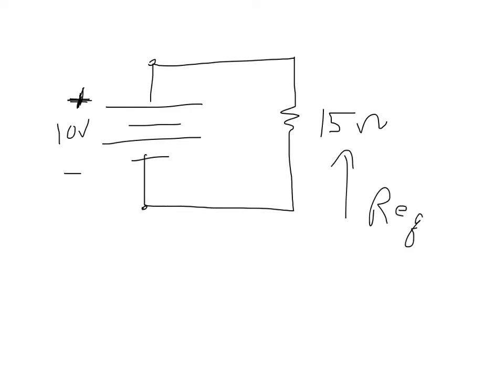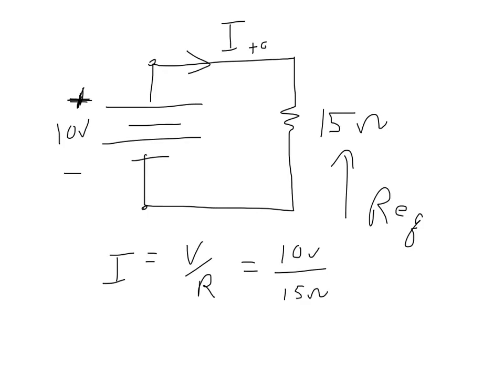What I can find too at this point is the current passing through that 15 ohm resistor. I is equal to V over R. So I have 10 volts divided by 15 ohms. So this is I total. This is the total current leaving the battery. That's equal to 0.667 amps, or 667 milliamps. That's the total current. Now I'm going to go backward.